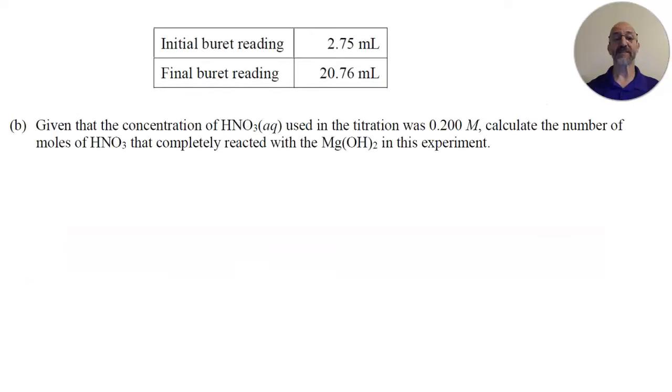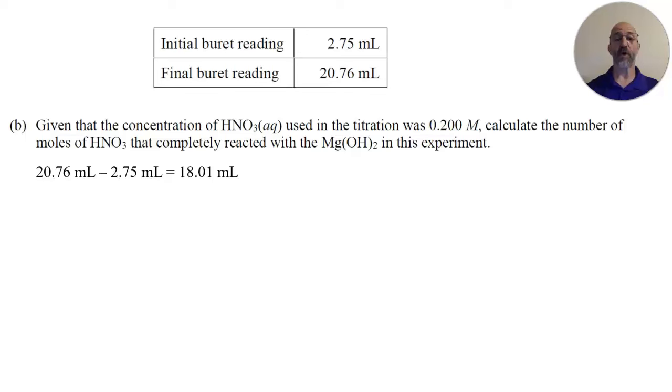Remember that the nitric acid is in the burette, so it says, given that the concentration of nitric acid used in the titration was 0.200 moles per liter, calculate the number of moles of nitric acid that completely reacted with the magnesium hydroxide in this experiment. So I subtracted the final and initial values, so 20.76 minus 2.75, that gives me a volume of 18.01 milliliters of the nitric acid, and that is 0.200 moles of nitric acid per liter.